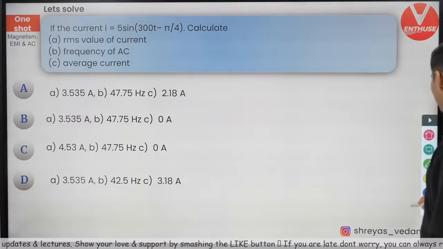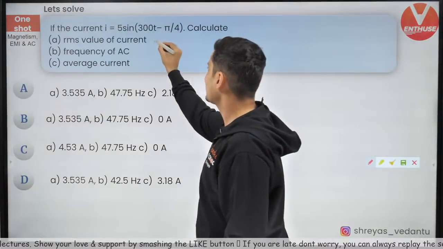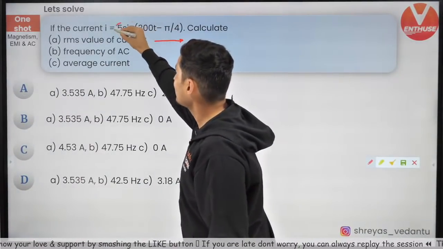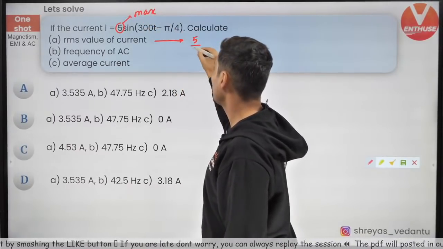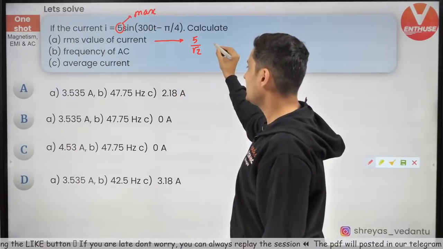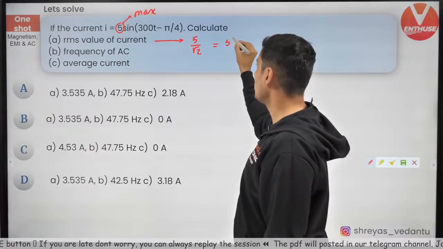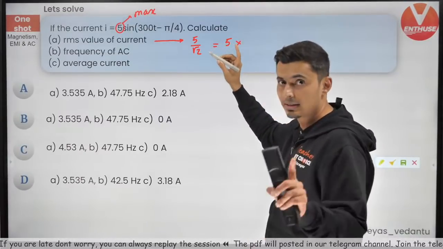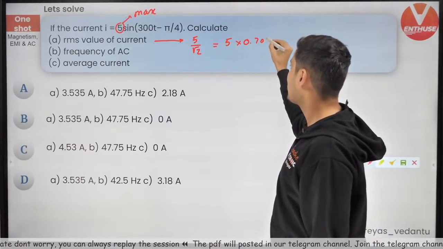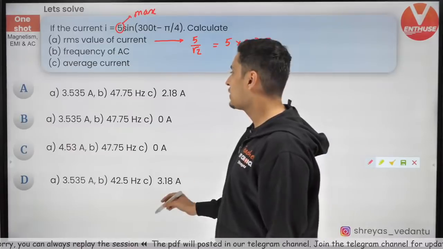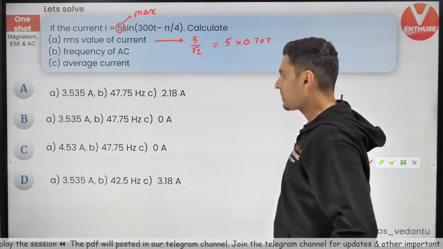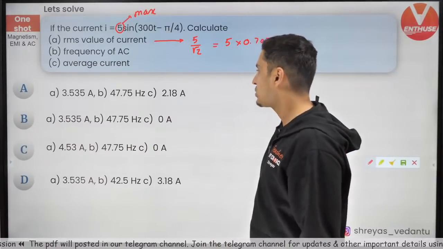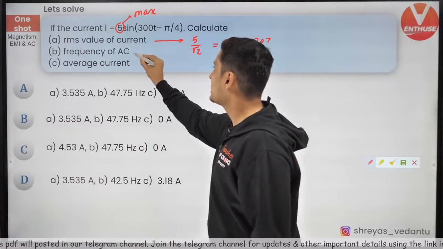Okay, let's solve this. So RMS. RMS is nothing but maximum. This is your max current. So it is basically 5 by root 2. So what did I just tell you? Root 2's value you should know. What is the value of 1 by root 2? It is 0.707. So if you multiply that, I think you are going to get 3.535. It's obviously going to be less than 5, but not 4.53 for sure. And frequency.